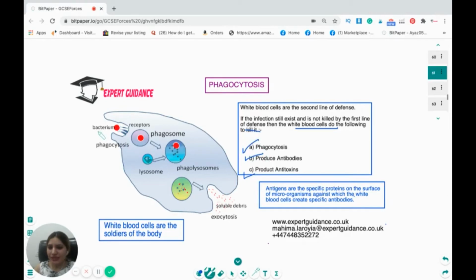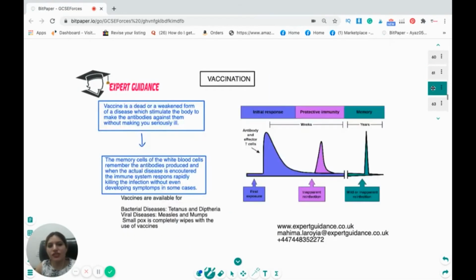Now, what happens? These phagocytes are attracted by the chemicals which are secreted by the pathogens. They engulf the pathogen into a vacuole, and that vacuole is known as a phagosome. Inside the phagosome, the lysosomes come in and release a lot of hydrolytic and digestive enzymes which digest the pathogen, and then the digested debris is thrown out of the cell. This mechanism is known as phagocytosis.